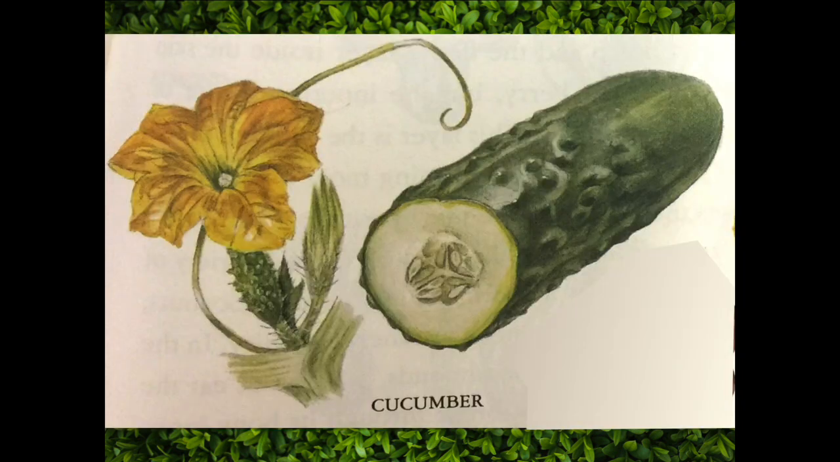And the cucumber is an example of a pepo. You can see here's a cucumber flower on the left, which develops into the cucumber that you might put in your salad on the right.